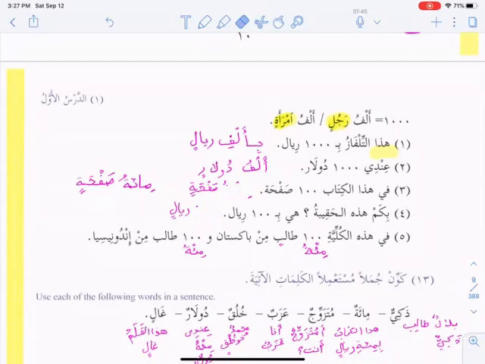Adul Kitabu, miyatin safatin. That is Miyatu Safatin. That is correct. Sorry. Now here, hakibatu means handbag. Here it should be miyati riyalin.